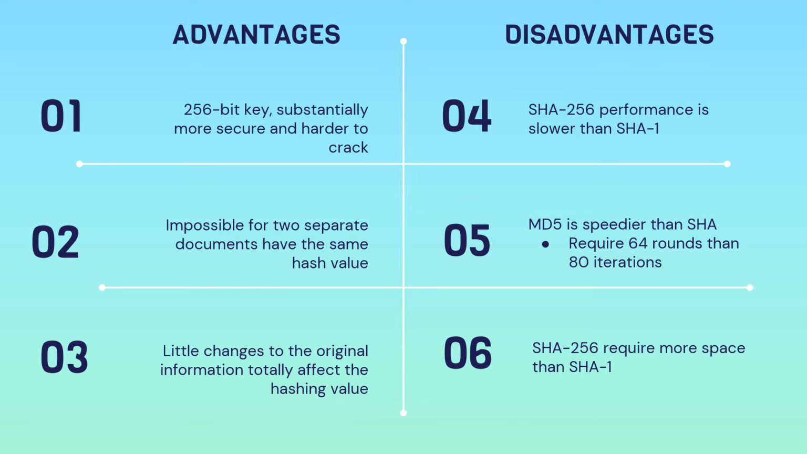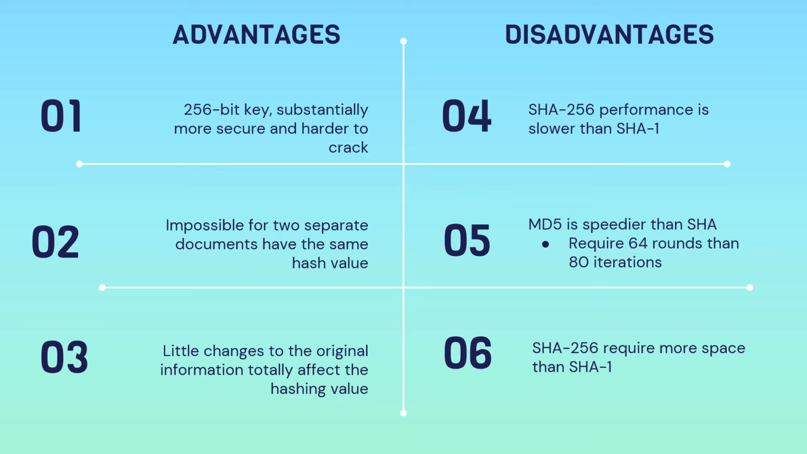For the SHA-256 advantages, it differs from various other common hashing algorithms because it has a 256-bit key, which is substantially more secure and harder to crack. It is also impossible for two separate documents to have the same hash value since there are 2^256 potential hash values. And for the last one, SHA-256 is unlike some of the earlier hashing algorithms, where little changes to the original information will totally affect the hashing value.